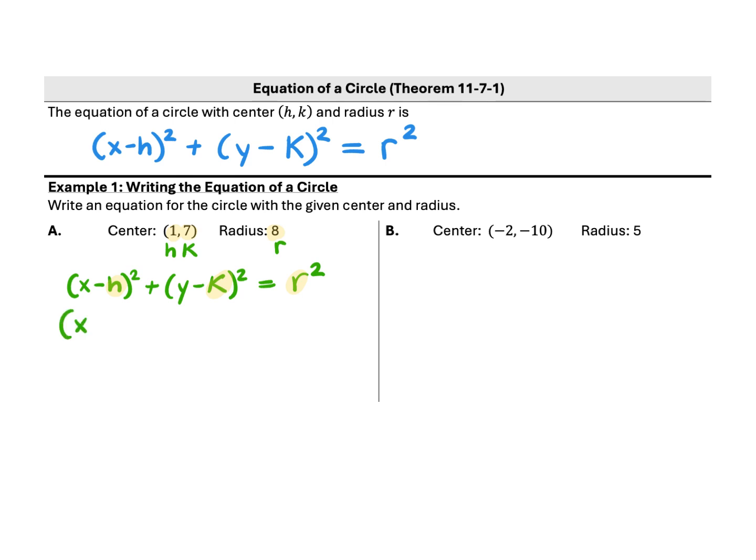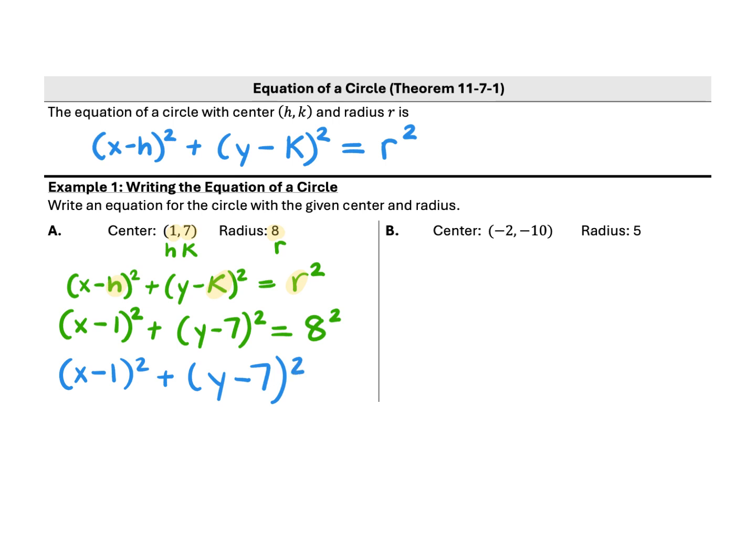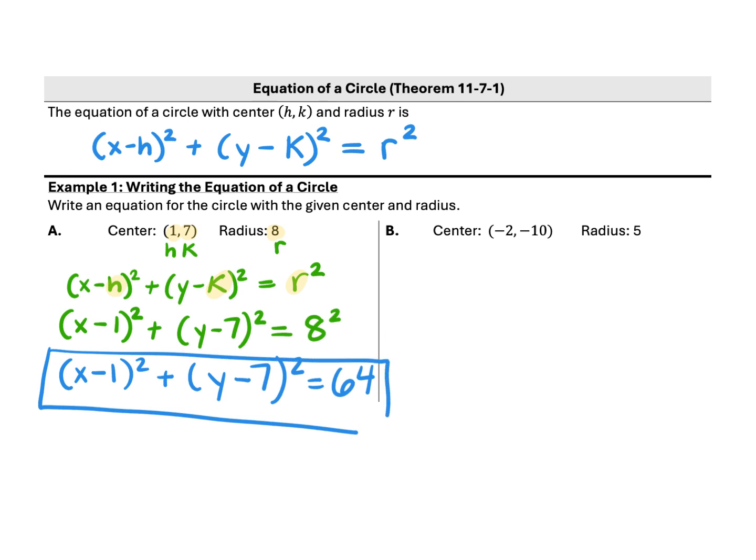This then becomes (x minus 1) quantity squared plus (y minus 7) quantity squared equals 8 squared. And then we should simplify the 8 squared to 64, making our final answer (x minus 1) quantity squared plus (y minus 7) quantity squared equals 64. And that is our standard equation of the circle.